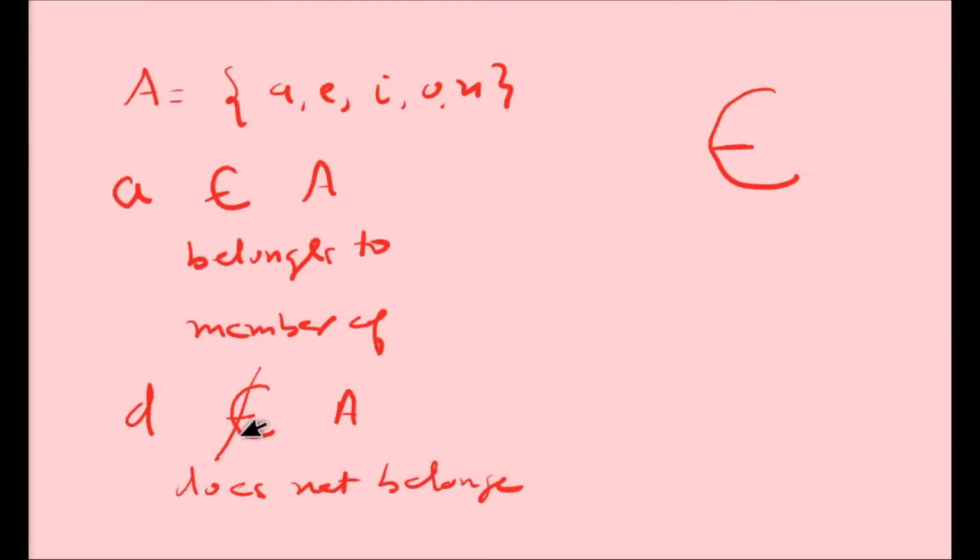Okay, so this way, using this symbol, we can say the member belongs to set A, or the member does not belong to set A. Learn it.